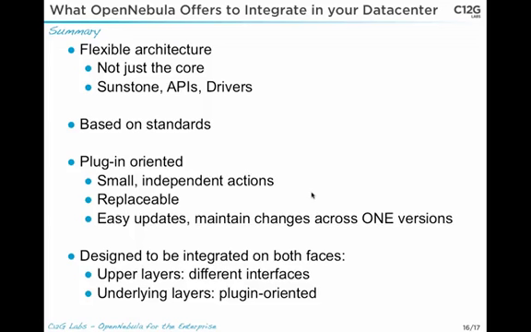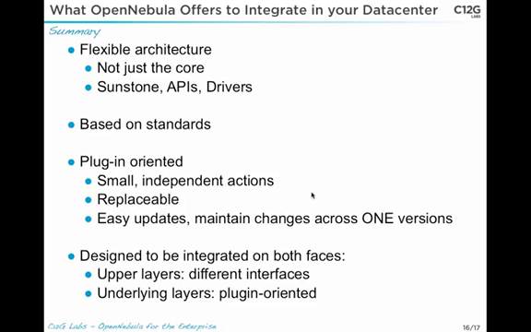Okay, so summarizing, what does OpenNebula offer to integrate in your data center? So what does it have to make it easily integrated with existing components that you may not want to get rid of in your data center? The flexible architecture is the strongest point. It's not just the core that is flexible, but also the drivers, the APIs, and the web interface. It's based on standards, so it can be easily integrated with other cloud solutions, or other cloud solutions can be plugged into OpenNebula if they support the same standard.